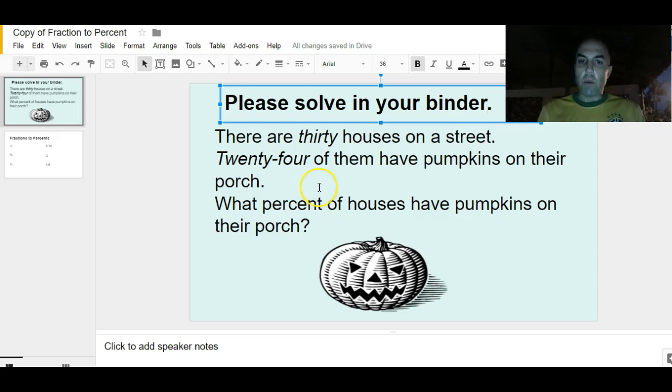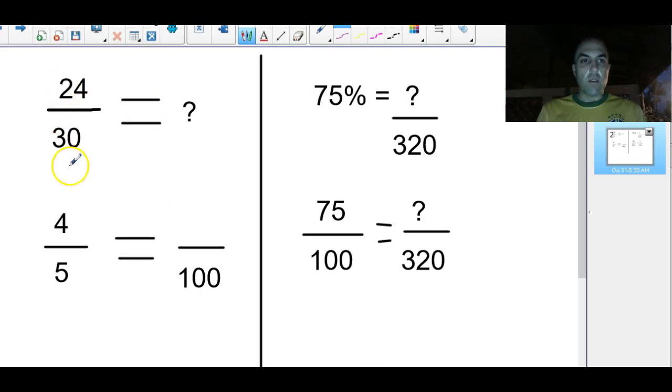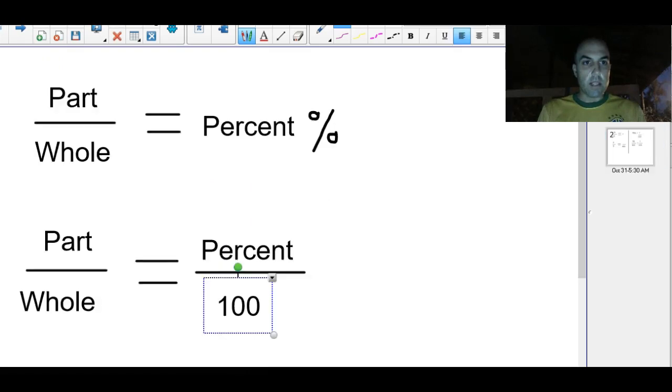Thinking about what percent that is, if you remember the definition of percent, percent means out of 100. So if I look over here, 24 out of 30. Well, let me go back to my previous slide. Part to whole equals a certain percent. Or you could think of it as part to whole equals that percent out of 100. That's a great way that we can think about percent.